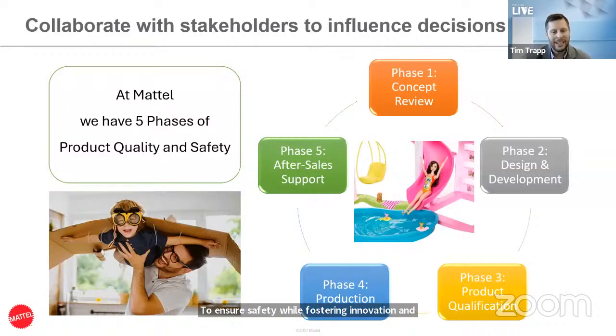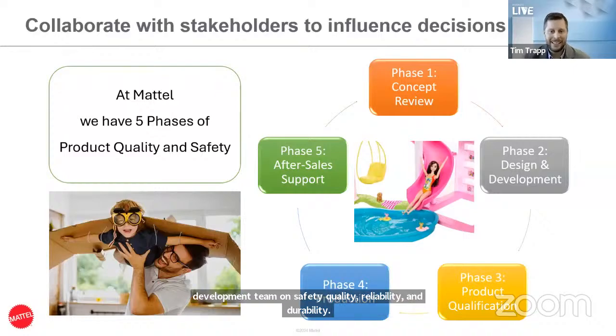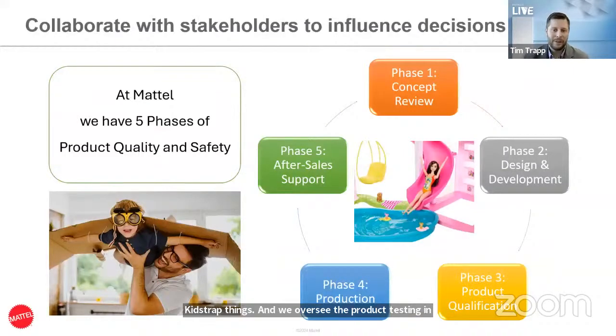Phase 2 is actually our design development. The quality team provides direction to the product development team on safety, quality, reliability, and durability. Kids drop things. And we oversee the product testing in this phase 2. This includes evaluating prototypes and conducting studies with children to understand their use of and ability to play with the product too. It not only needs to be durable, it needs to be fun to play with. The team works with product development early in the design phase using predictive analytics to identify and solve potential issues.